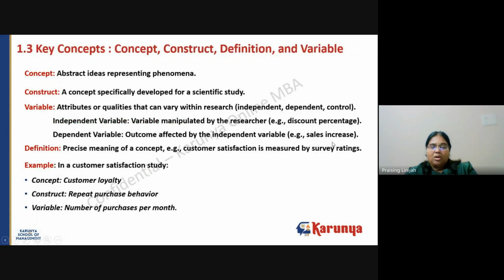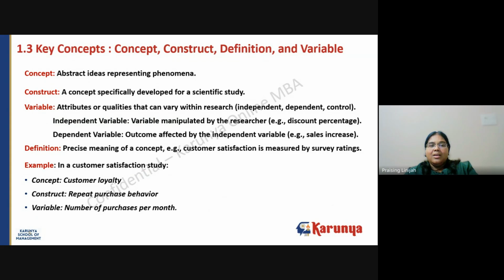The key concepts are concept, construct, definition, and variable. Let's try to understand this one by one. Concepts are basically abstract ideas. For example, customer satisfaction is a concept, whereas constructs are elaborate concepts for scientific studies. When we say the concept is customer satisfaction, what could lead to customer satisfaction? The identifier is the repeat purchase. When the customer comes back and buys the product again and again, it shows that he is satisfied with the product, right?